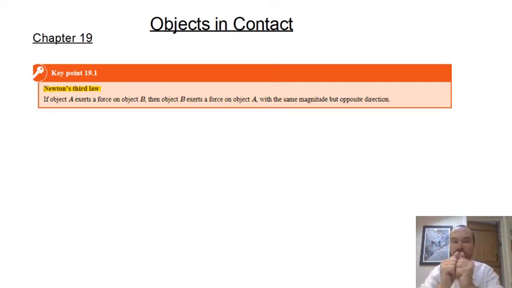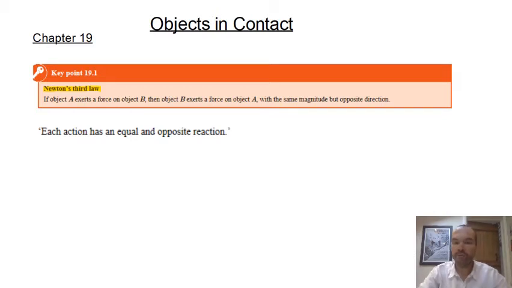Newton's third law says if A exerts a force on B, then B exerts the same force equally but in an opposite sense on A. If you push against the wall, the wall pushes back on you, etc. It's often expressed as every action has an equal and opposite reaction.